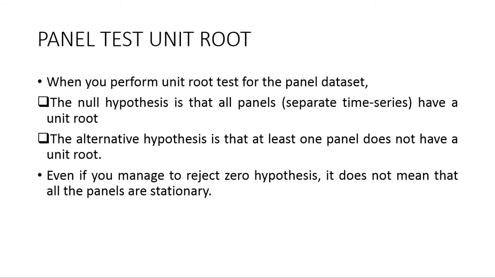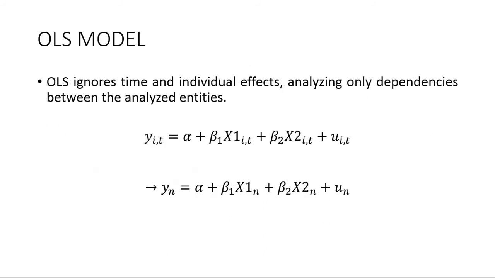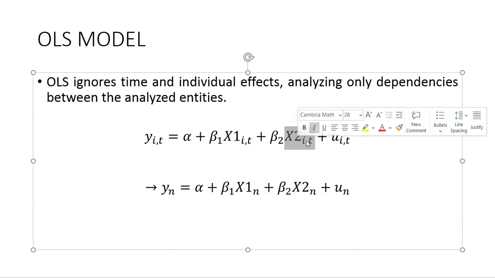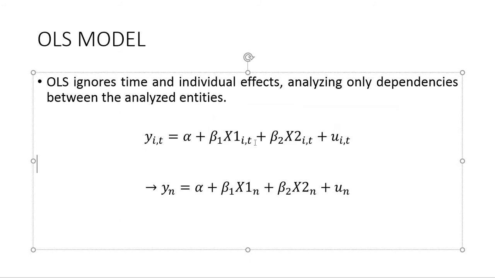And now I would like to proceed to the 2 simplest model specifications for panel data. The first one is OLS. OLS basically ignores time and individual effects. So you can see that this equation was designed for panel data, and all the variables are time variant, so they change over time because we have I and T index, and they also change depending on the cross-sectional unit, again because of 2 indices.